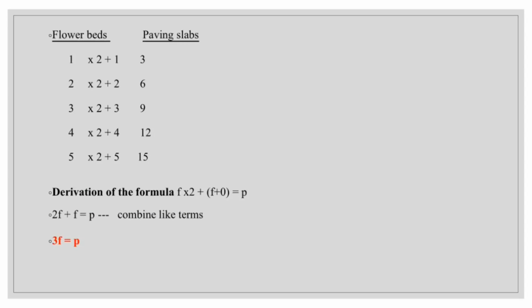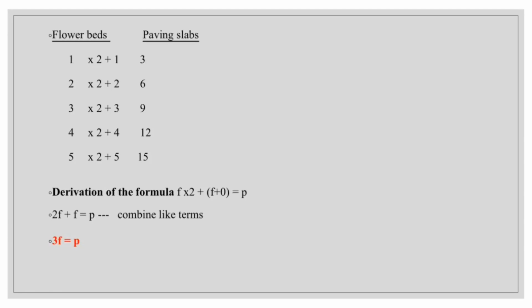So, meron ulit tayong table dito between flower beds and paving slabs. Under sa flower beds, yung mga number of beds which is 1, 2, 3, 4, and 5. Under sa paving slabs, we have 3, 6, 9, 12, and 15. And then, hahanap tayo ng number na i-multiply dun sa number of beds at maghahanap tayo ulit ng number na i-add at kailangan yung makukuha nating sagot yung mga number of paving slabs.